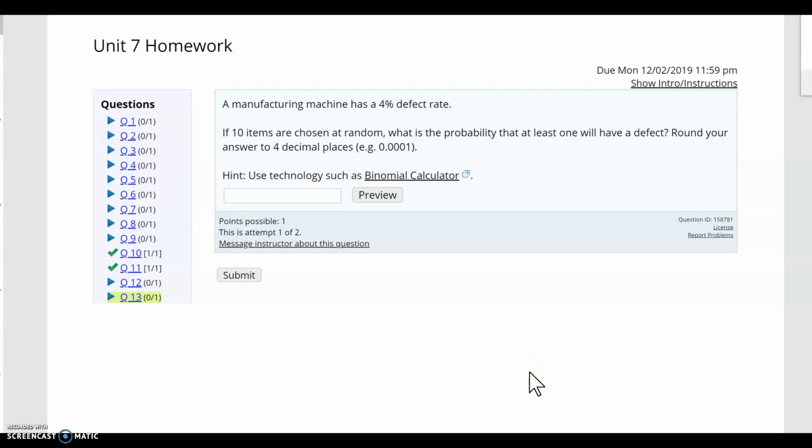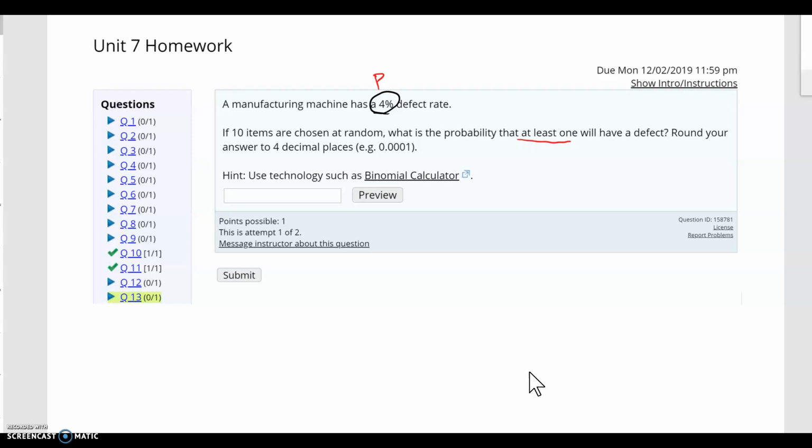For this question, the question's pretty common. You have a manufacturing defect that we know happens 4% of the time. So this is the probability. This is my P. And I want to know, if I have a shipment of 10 items, what's the probability that at least one will have a defect?